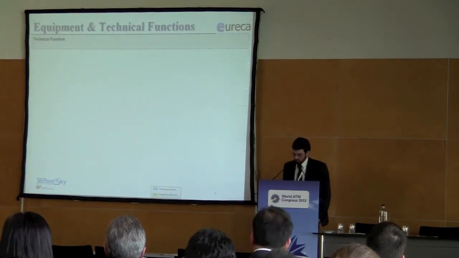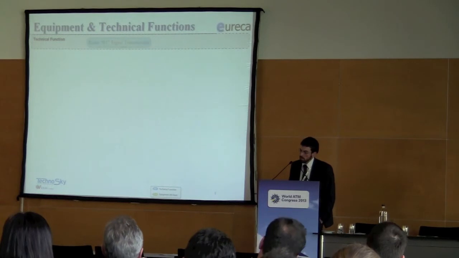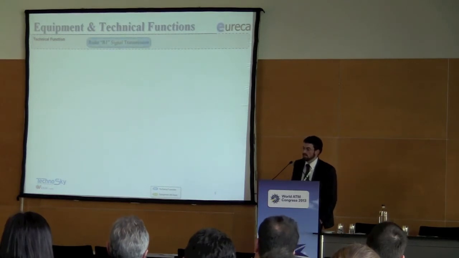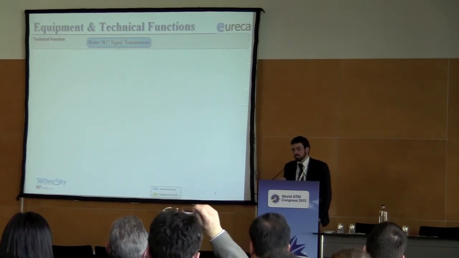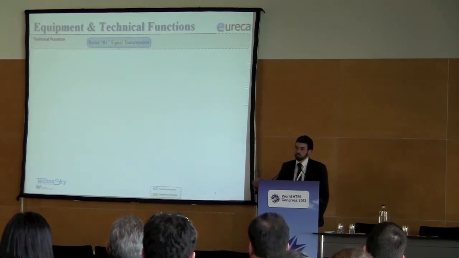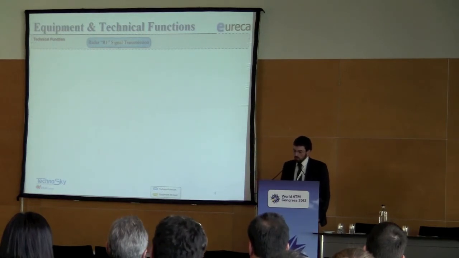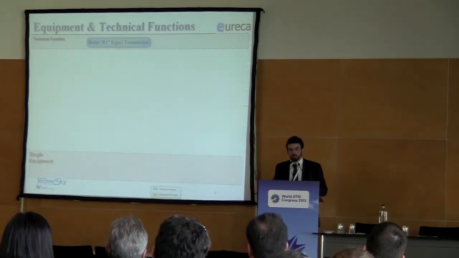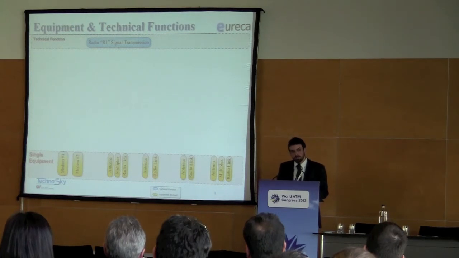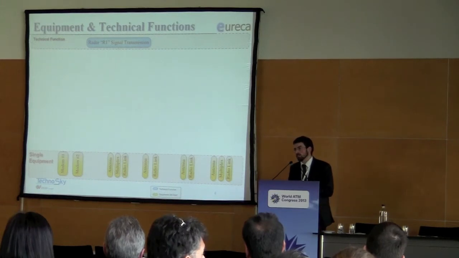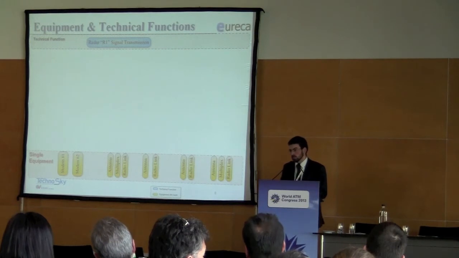Technical function, an example. Suppose that we have to assess the signal transmission of a generic radar. That is the data transmission from the radar to central servers. Of course, we have to open the ERP, we have to extract the list of the equipment that composes the radar. And for each equipment, we also need the basic parameters like MTBF and MTTR. So, mean time between failures and mean time to restore.